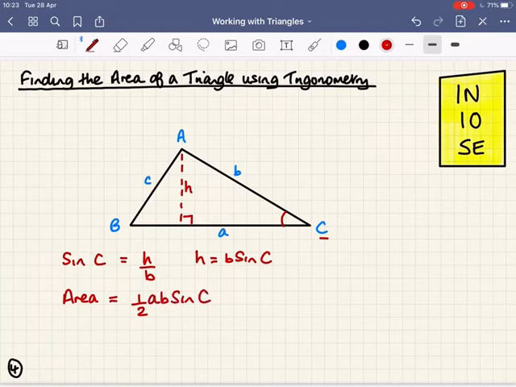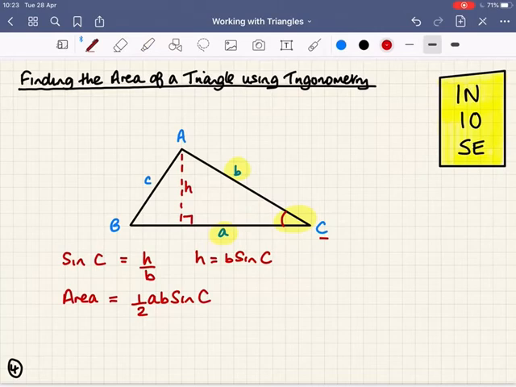So for the area of a triangle, in that formula, I needed to know about this angle here, I needed to know about the length of b, and I needed to know about the length a. And there we have it. So area equals half ab sine C.